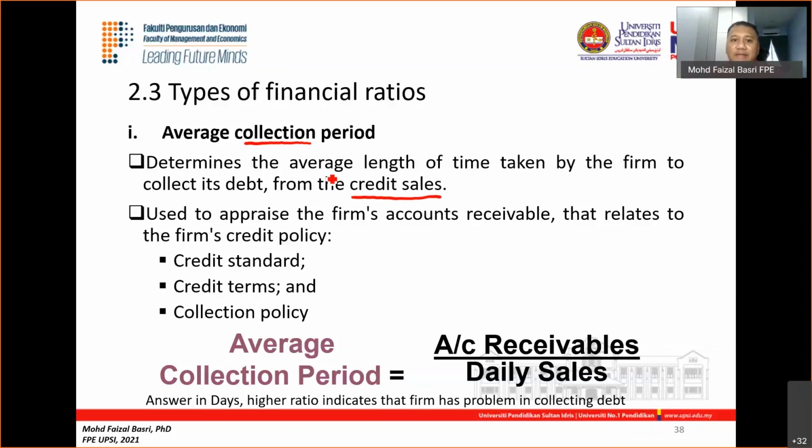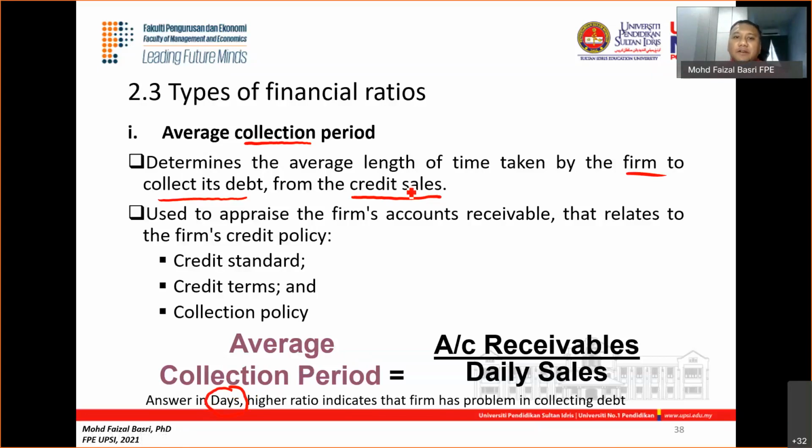So this will determine the average length of time taken by the firm to recover, or to do their collections. Obviously when we talk about collections, the faster the better. We want to recover our debts from our customers as soon as possible. Here you will see the measurement of ACP will be in days. Unlike most of our ratios that we discussed last week, which are either times or percentage, this is the only ratio that we measure using days. Obviously the shorter the number of days taken, the better for their cash flows.